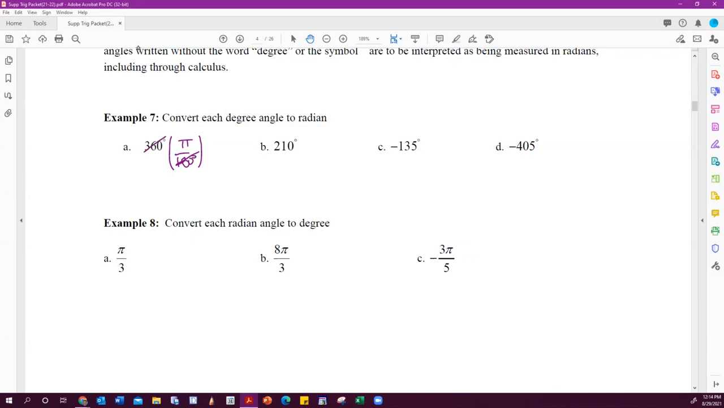The 180 and the 360 cancel to leave me with 2 pi. 210 will multiply by pi over 180, allowing me to cancel out the zeros, and then I can factor out a 3, so this becomes 7 over 6. It looks like we're getting a 7 pi over 6 angle. Next, we have pi over 180. This time 45 goes into here 3 times, and 45 goes into here 4 times, so we'll get negative 3 pi over 4.